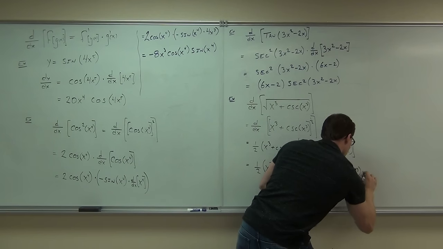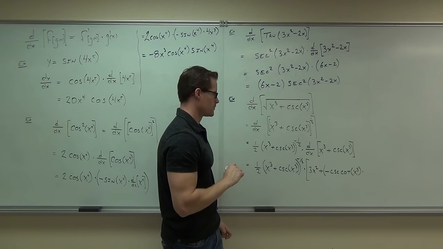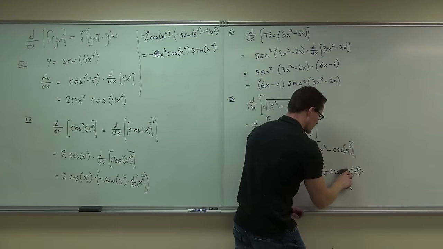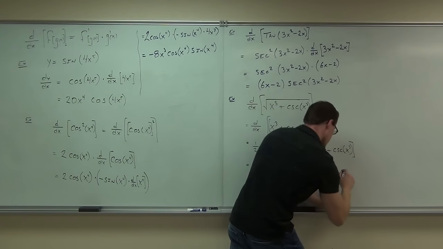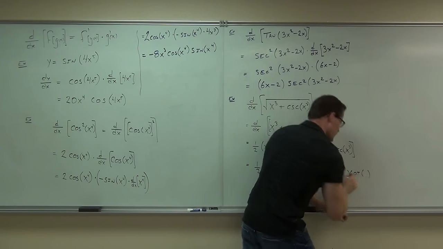Wouldn't that be cosecant x to the third, cotangent x to the third? Or is it okay to leave it? Oh yeah, sorry. Did I forget? Oh, I did forget that. Shoot. I knew something looked funny.